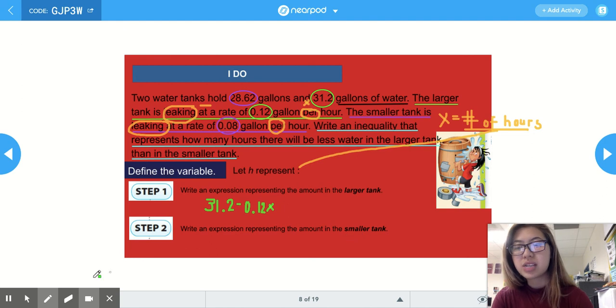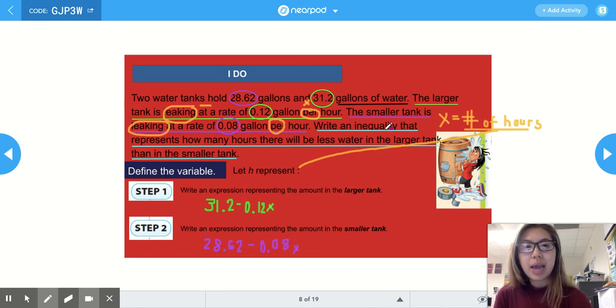Then for the smaller tank, it starts off with 28.62 gallons of water, and it's leaking, so we're subtracting 0.08x or h, whichever variable.